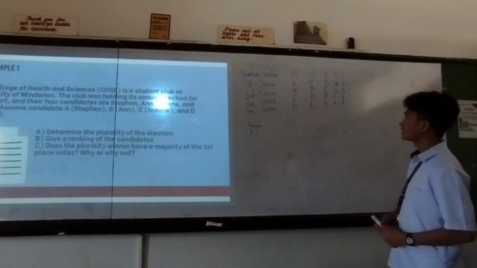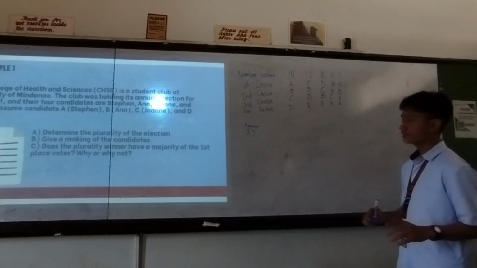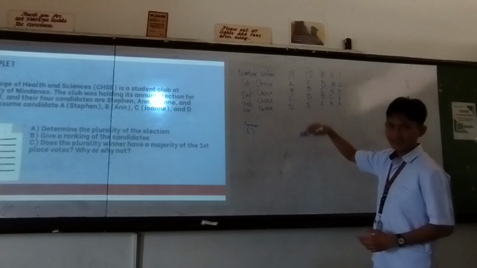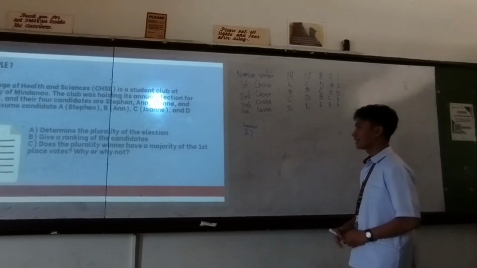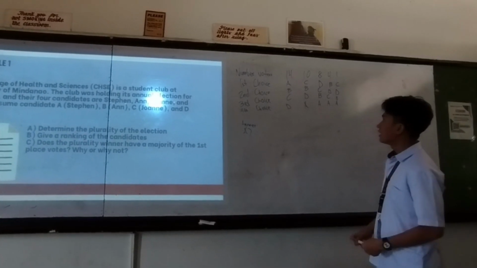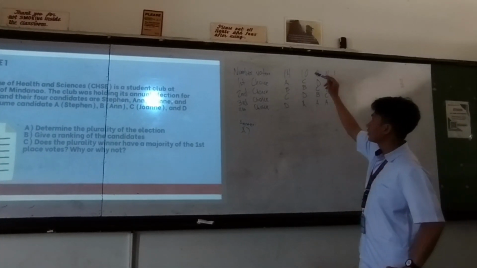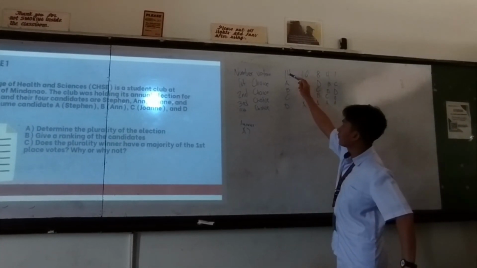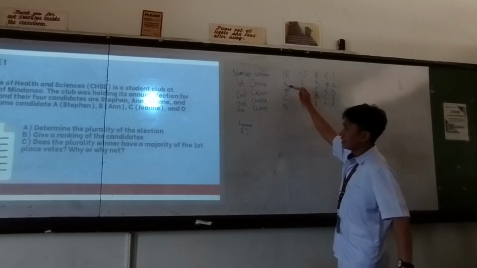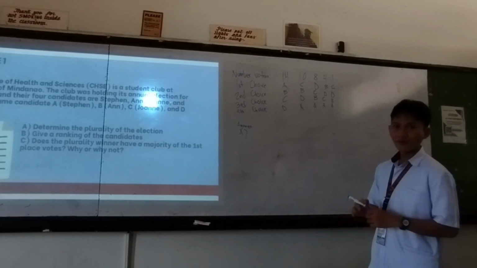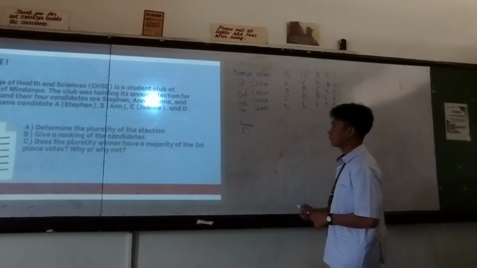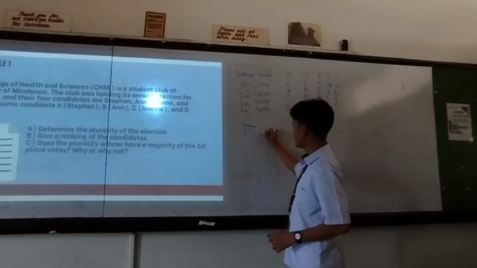First, the first choice. Since it is a plurality method, we are only going to focus on the highest votes. Now, to determine the plurality of the election, we look at the first choice, which got 14, and candidate A is Stephen. So, the plurality winner of this election is Mr. Stephen.